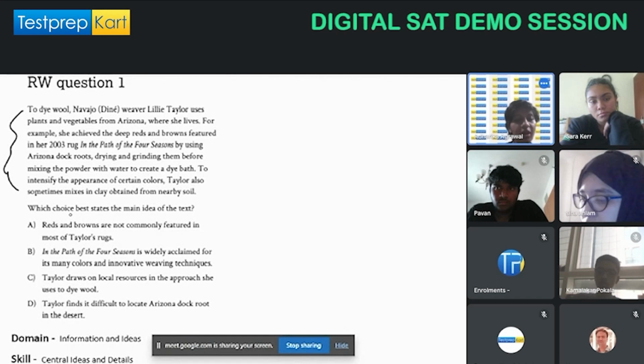Which choice best states the main idea of the text? So we need to find it out.